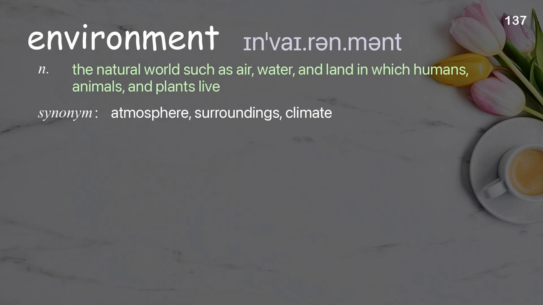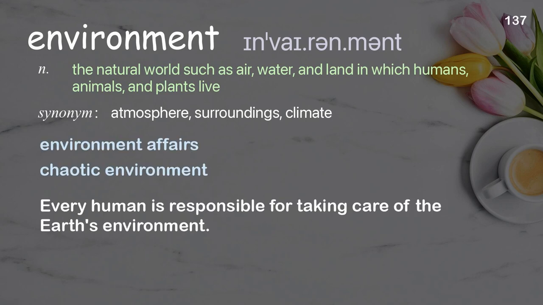Environment. The natural world, such as air, water, and land, in which humans, animals, and plants live. Examples: environment affairs, chaotic environment. Every human is responsible for taking care of the Earth's environment.